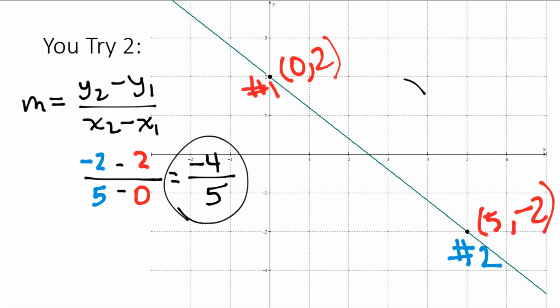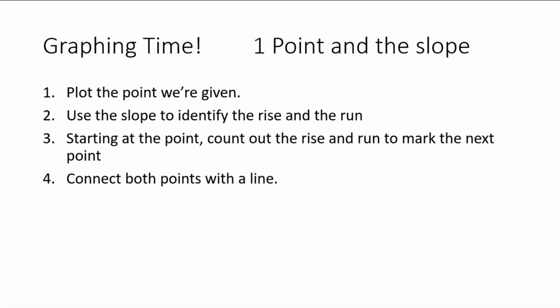Which means that if I run 5, 1, 2, 3, 4, 5, and I rise negative 4, 3, 4, that means that I'll get to that point. The cool thing is, what if I had chosen this point right here? Well, I'll get that same slope in the same ratio, even though I chose 2 different points. So each line has the same slope throughout. Any straight line has the same slope throughout the line.